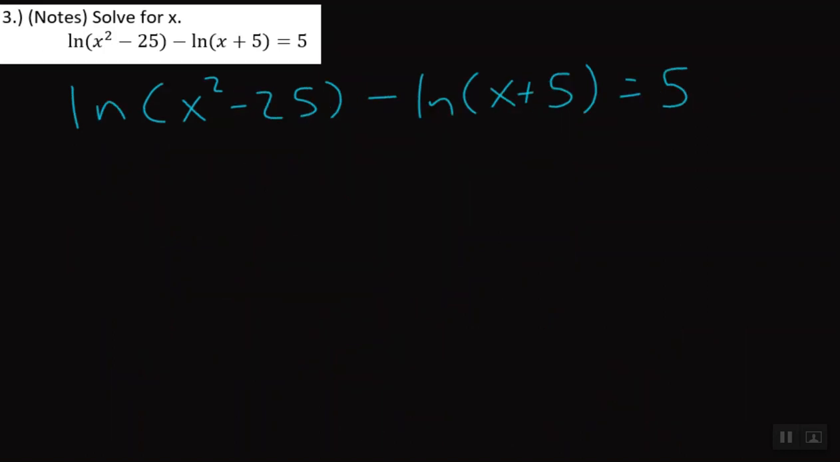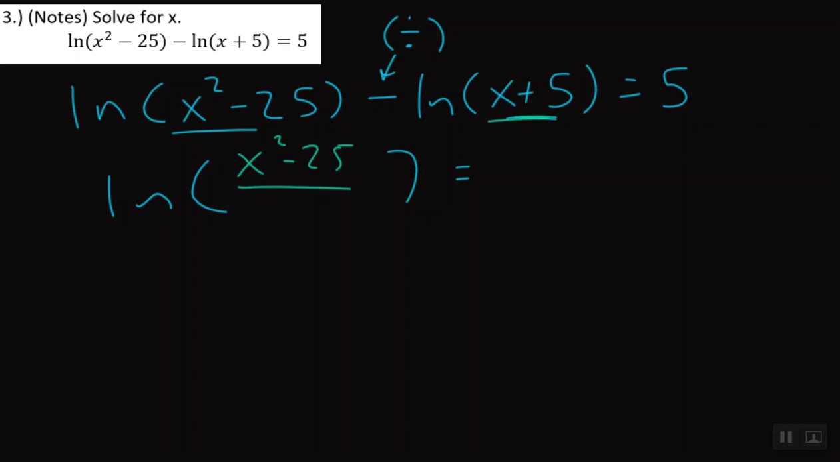Okay, welcome to example 3, where we are going to solve for x when the natural log of x squared minus 25 minus the natural log of x plus 5 is equal to 5. Now I show you this one to show you that it actually has all the same properties of our last problem. Whenever we see this subtraction, it's telling us that we want to divide these two quantities on the inside. So I can write the natural log of quantity 1, x squared minus 25, divided by quantity 2, x plus 5, and of course this is equal to 5.